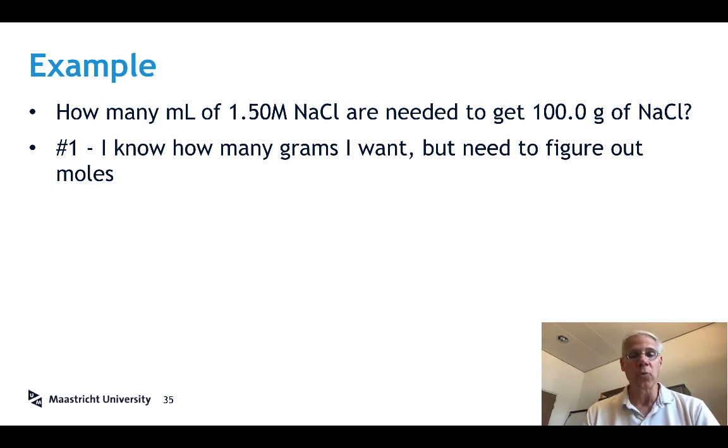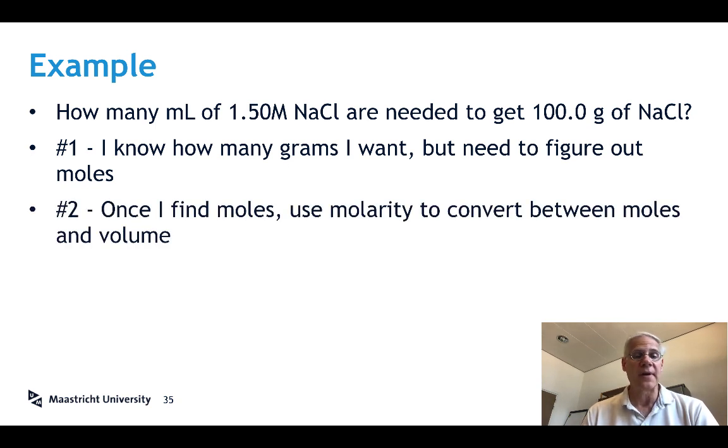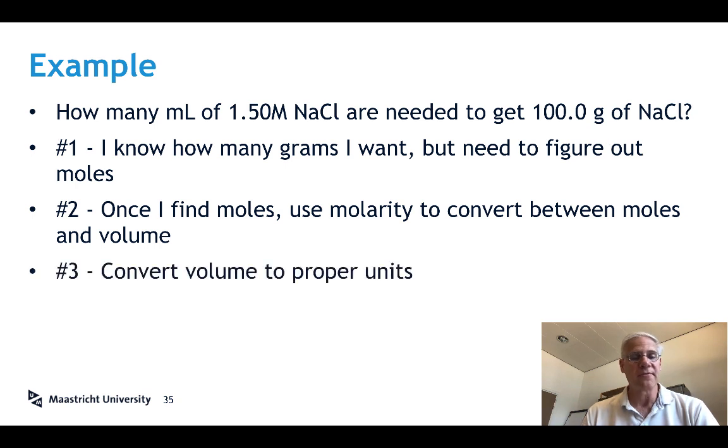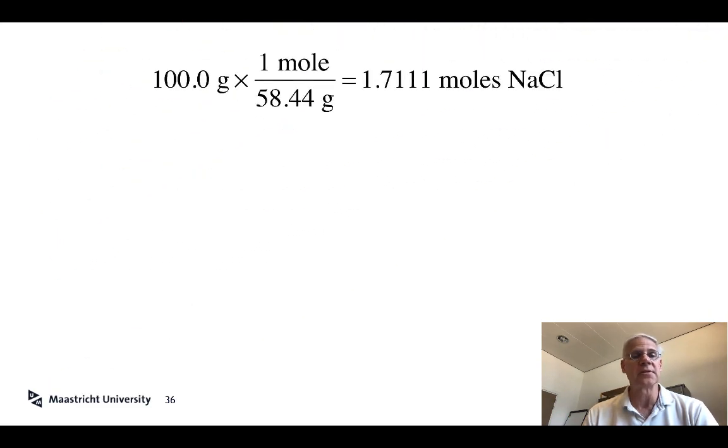We know how many grams we want. We want 100 grams. But in order to get grams, we first need to find moles, because moles are a unit in that 1.5 molar NaCl. Grams are not a unit. Once I find the moles, I can use the molarity and the moles and use that relationship to find the volume. Once I find the volume, I can convert that volume into proper units if any further conversion needs to be done. Let's look at that one as an example.